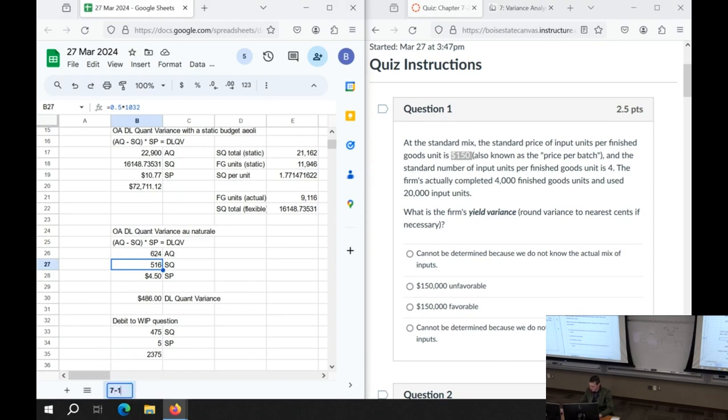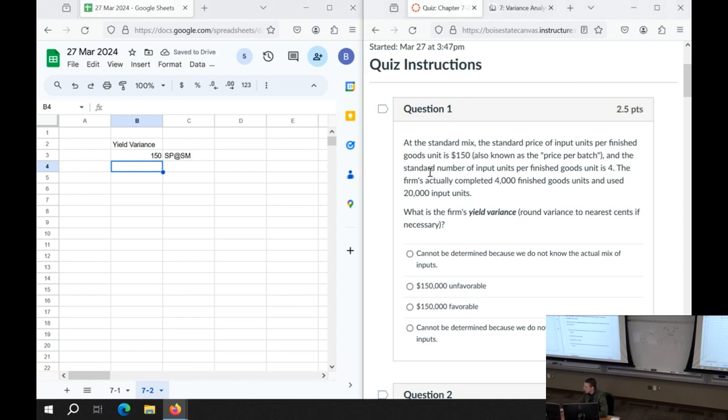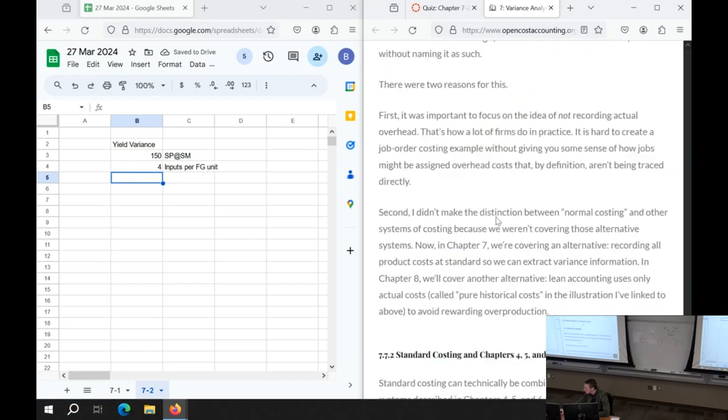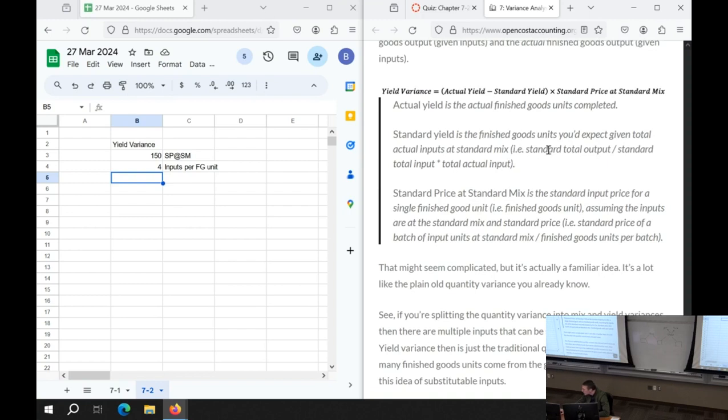So this is 7-1. We're going to go 7-2. Okay. This is our yield variance question. And our standard price at standard mix is 150. Great. Professor was nice. He gave it to you, gave you the number right off the bat. All right, and the standard number of input units per finished goods is 4. All right, so inputs per finished goods unit, 4. All right, so we're going to need that for this point in the equation here.